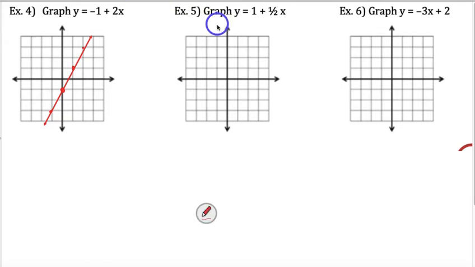On example 5, we are starting at 1 for our starting point, and our slope in this case is 1/2, rising 1 and running to the right 2, falling 1 or running to the left 2.